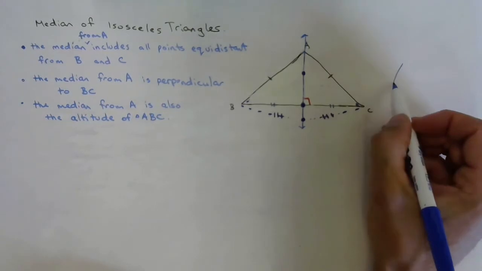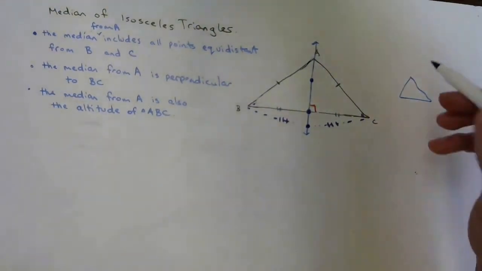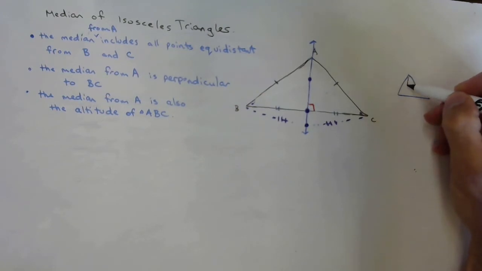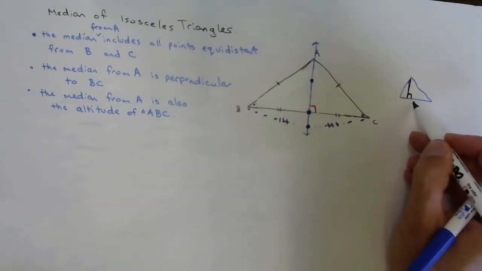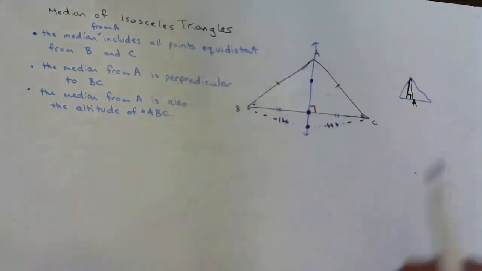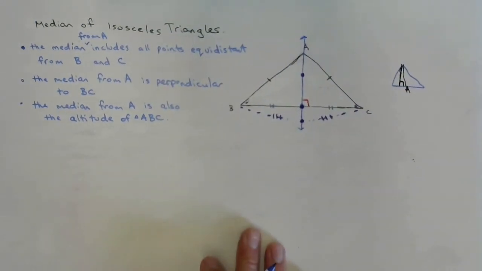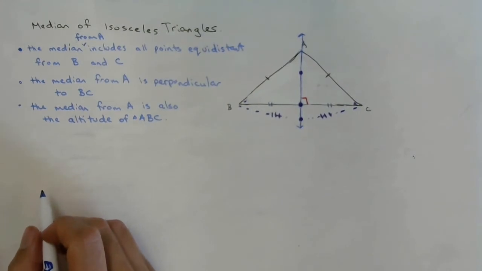Why is that not true in other triangles? Well, in other triangles, the altitude, which is the line that marks the height, always meets at a right angle, but is that the median? No, because the median would go through the midpoint, right? Not the same line. But in an isosceles triangle, it is the same line. What else can we say?